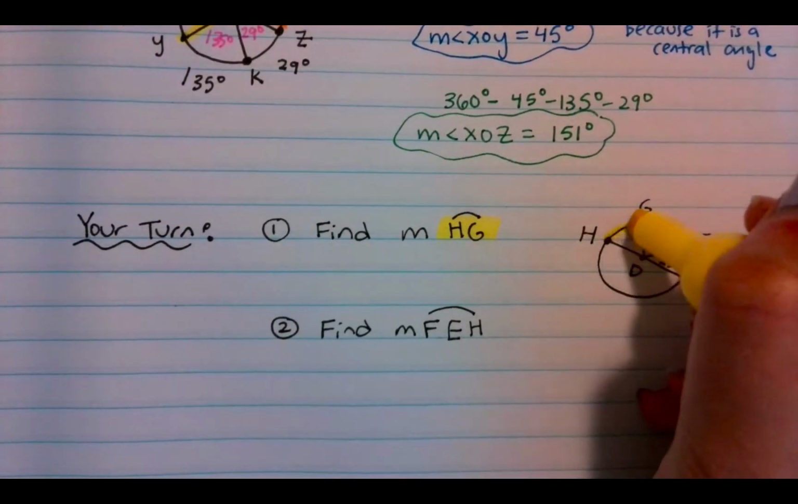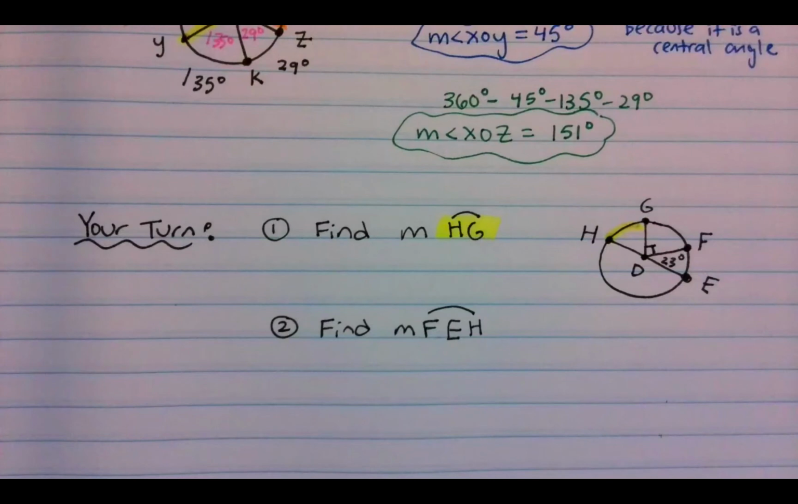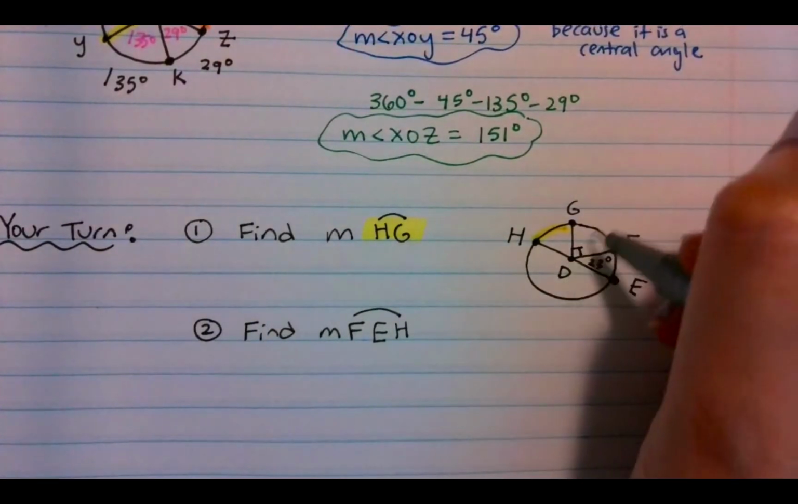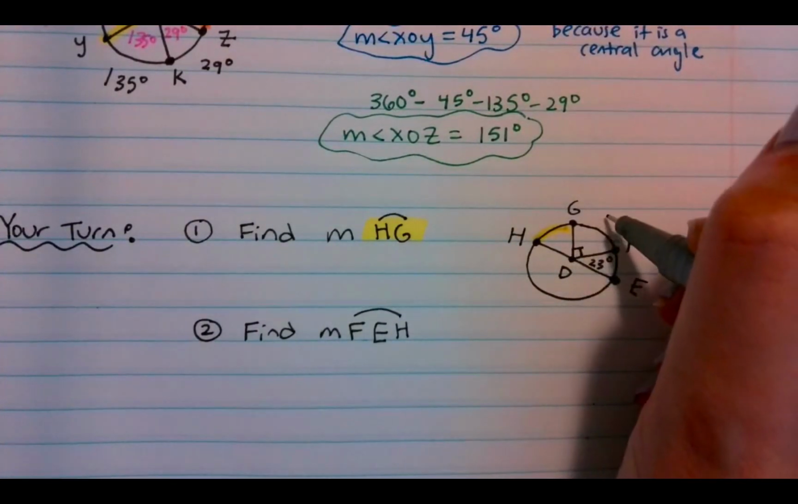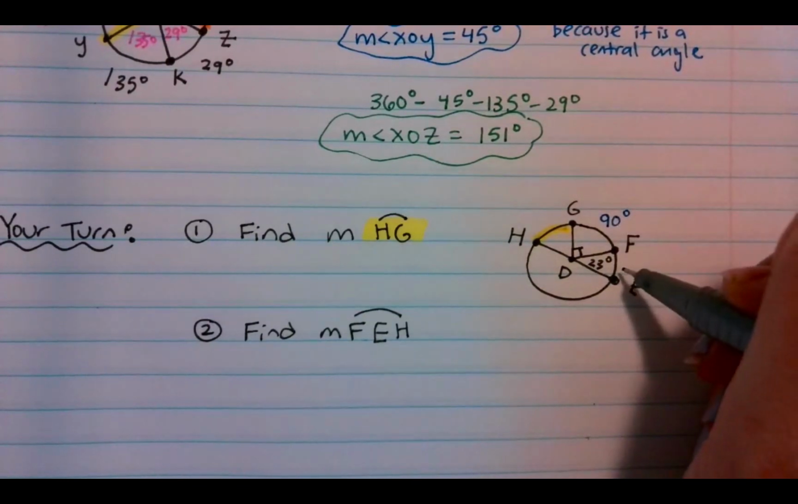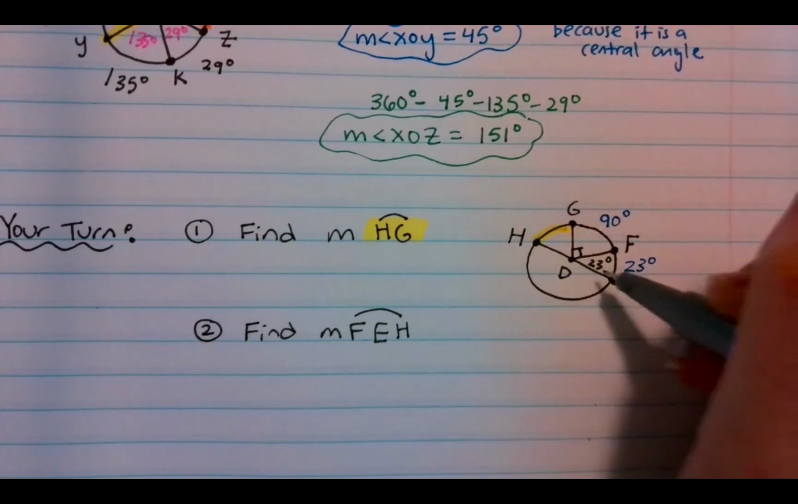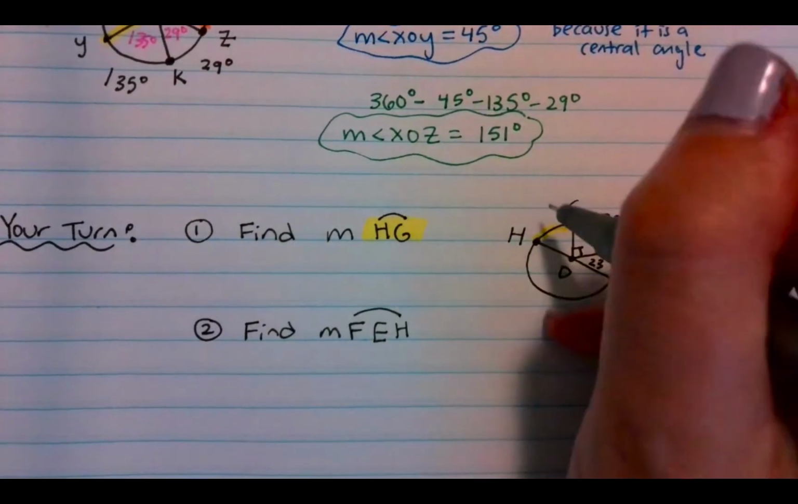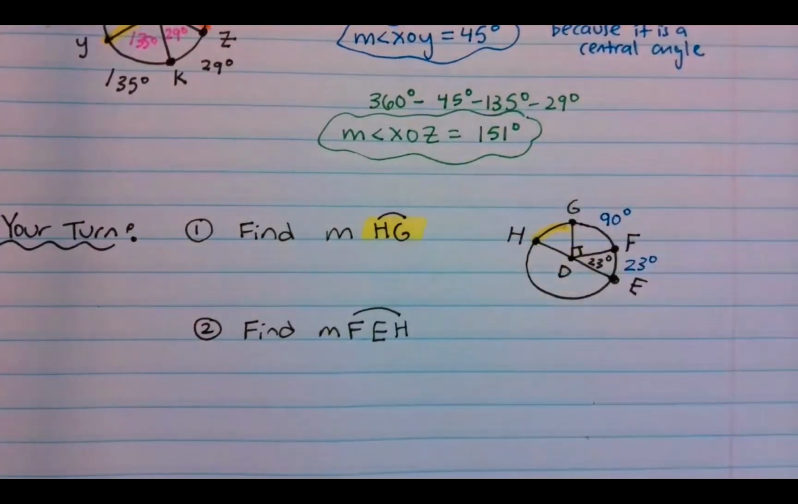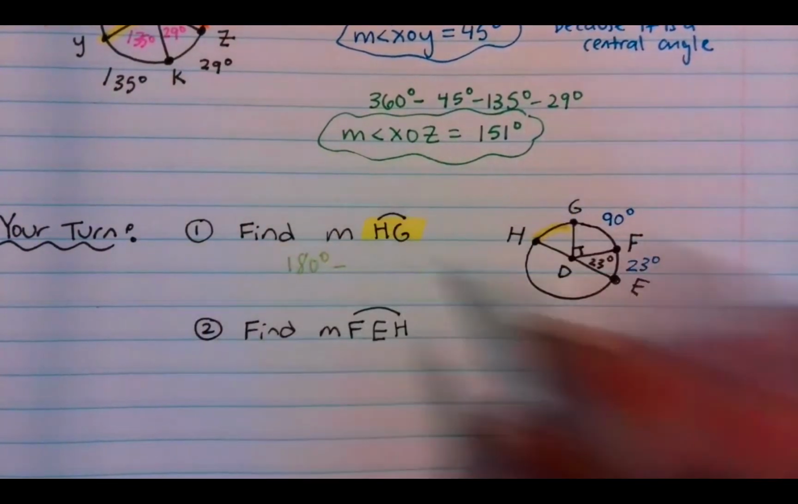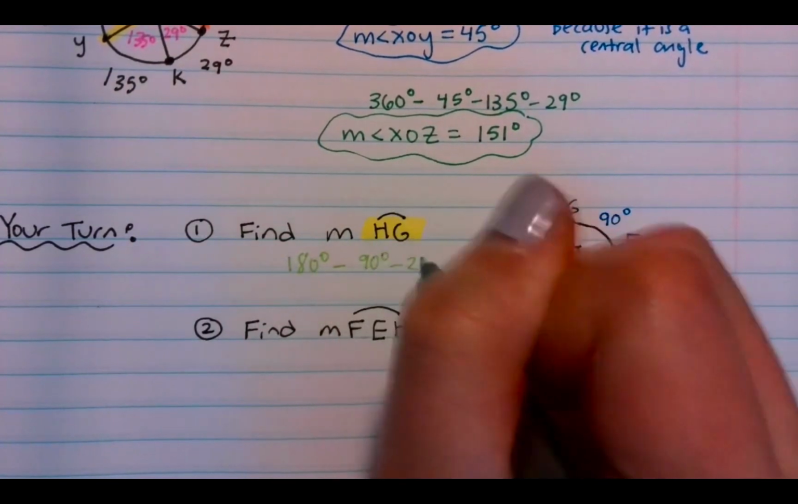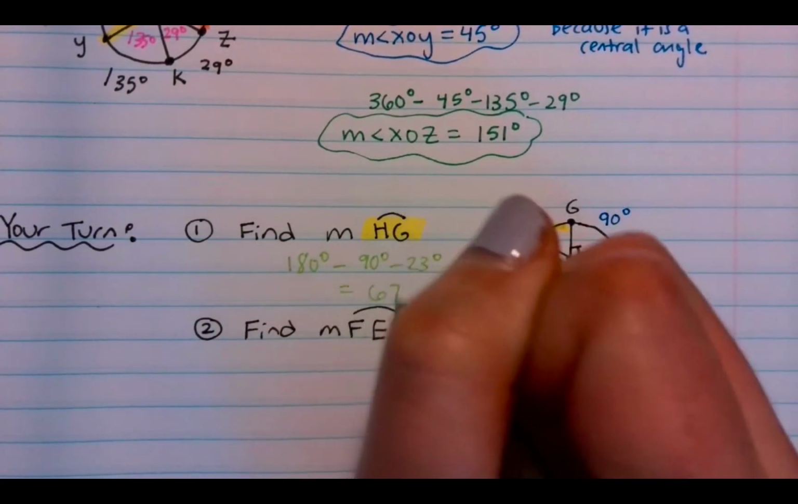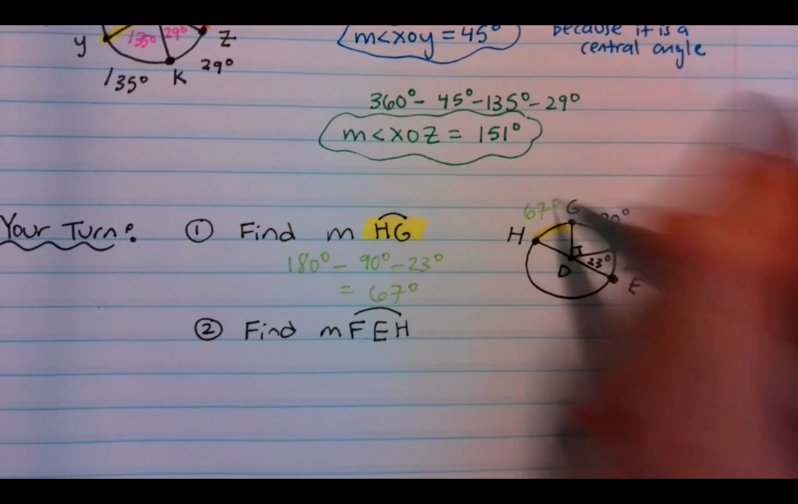Alright, so this is arc HG right here. What do we know about what we have so far? I know that this arc would be equal to 90 degrees since the central angle there is a right angle. I know that this arc would be equal to 23 degrees, once again, because of a central angle. So 180 minus 90 minus 23, because this whole thing is a semicircle, tells me that arc HG is 67 degrees. Just keep in mind, not drawn to scale.